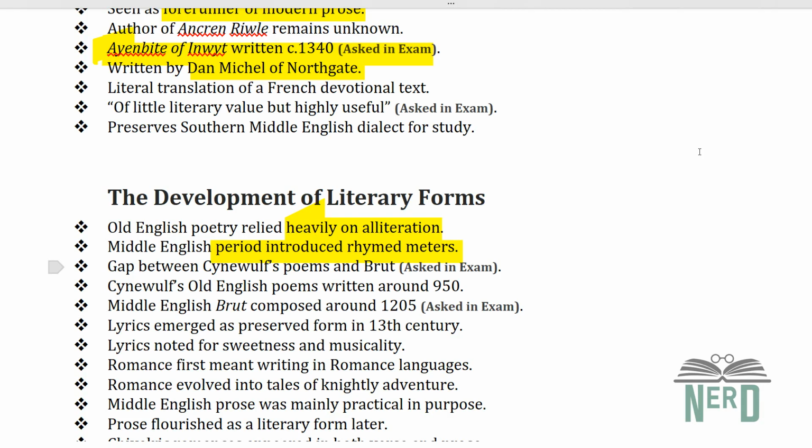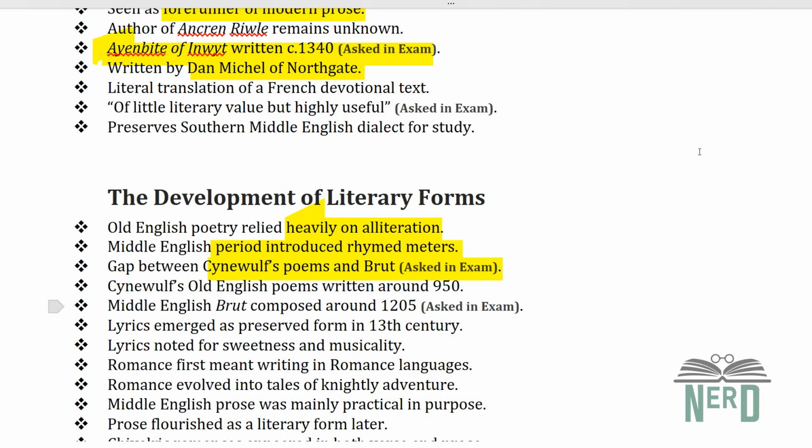And here's something exam relevant. There's a long gap in English poetry between Cynewulf's Old English poems written around 950 and the Middle English Brut composed around 1205. It was asked in exam. This gap marks the slow transition in style and form.